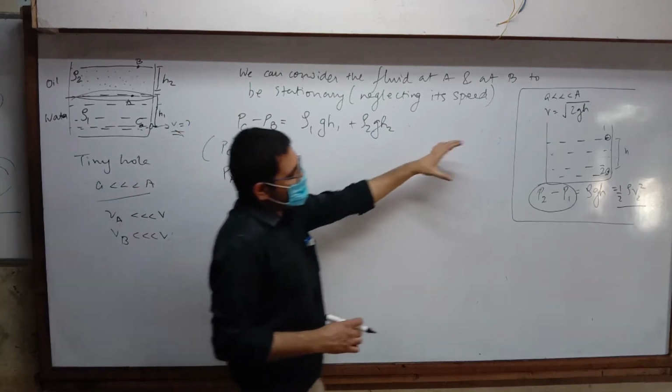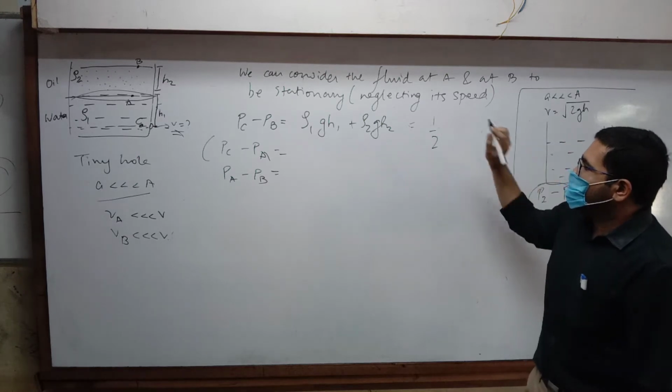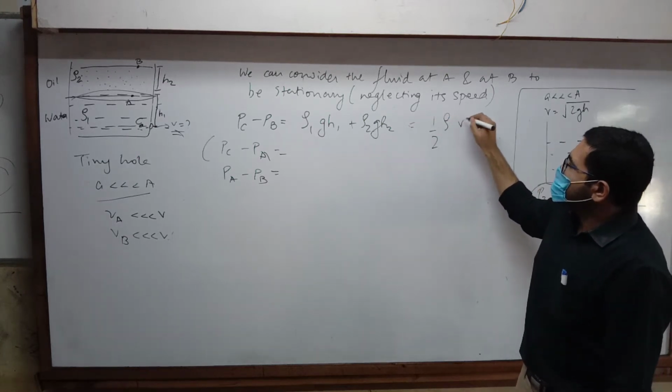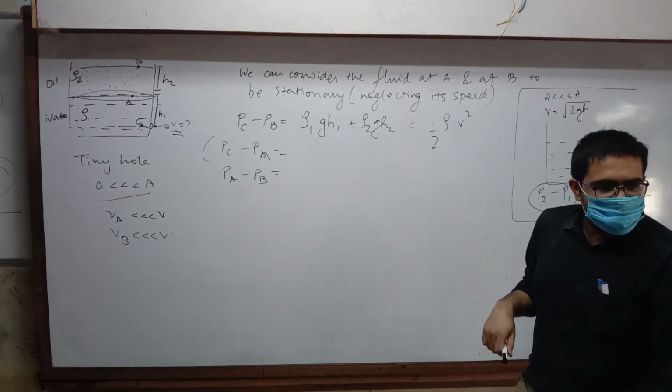Like I said, as a difference, that is what becomes half rho v squared. So I should be writing it equal to half rho v squared. Now which fluid is coming out? 1 or 2? 1.